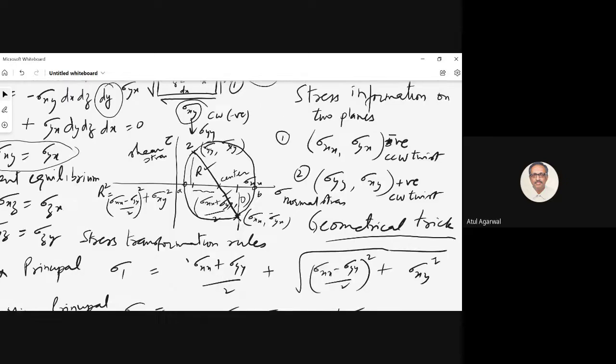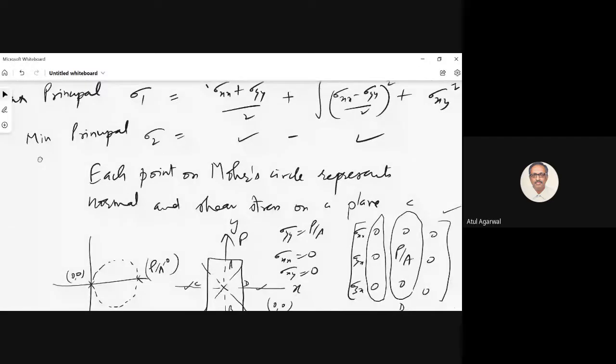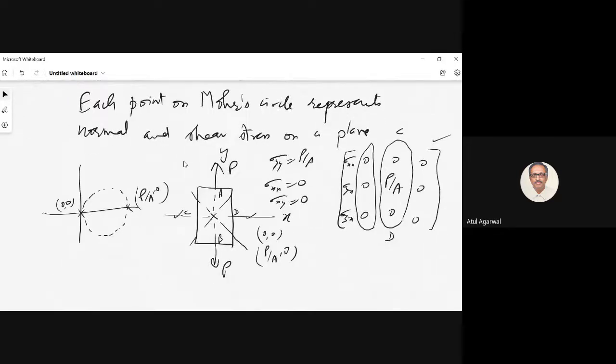Earlier, what you had done? You joined these 2 points and treated it as a diameter, and you drew a circle. Same thing I am doing here now. Kevalish, any problem with this? No, sir. Okay. Now this is the point where you have got maximum shear stress. Can you see this? This is the maximum shear stress point.